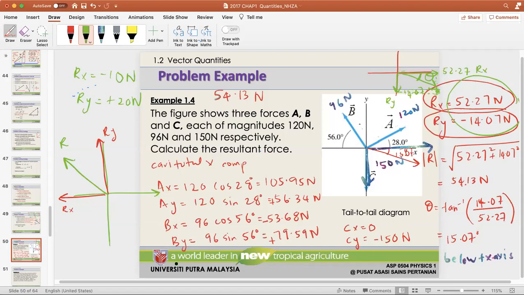When the question asks about the resultant force, there must always be an answer with the magnitude R and the angle theta. Yes, always, because we always want the magnitude, and we always want the direction because it is a vector. Always. So remember that equation.